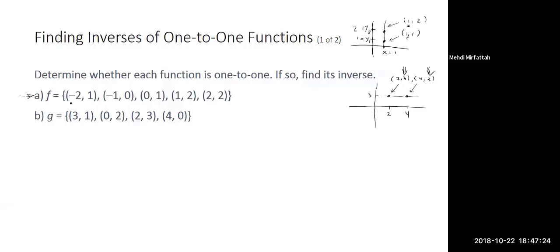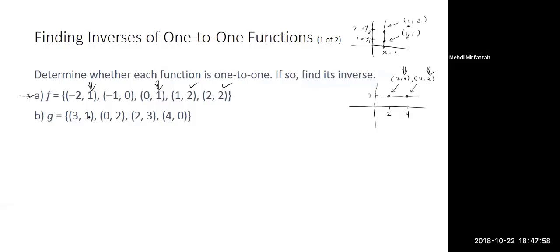So does this happen here? Yeah, I see 1 repeats here, 1 repeats here, right? So that means these two points, if I draw them, will be right next to each other. That violates the horizontal test, and so does this one. So definitely these ordered pairs don't represent a one-to-one function, because it fails the horizontal test. So we cannot find the inverse for that.